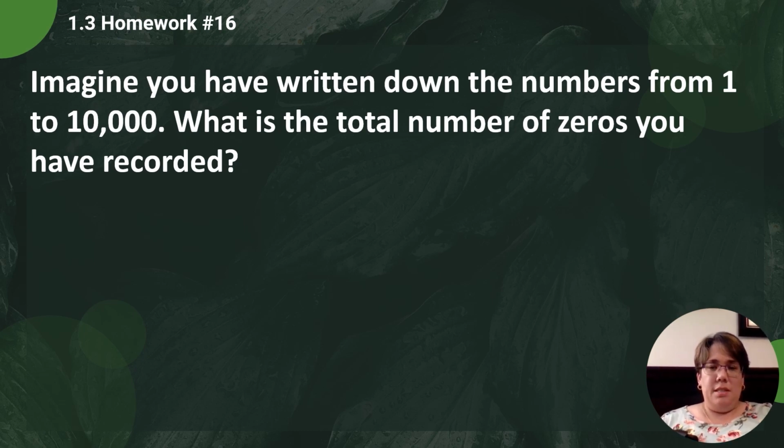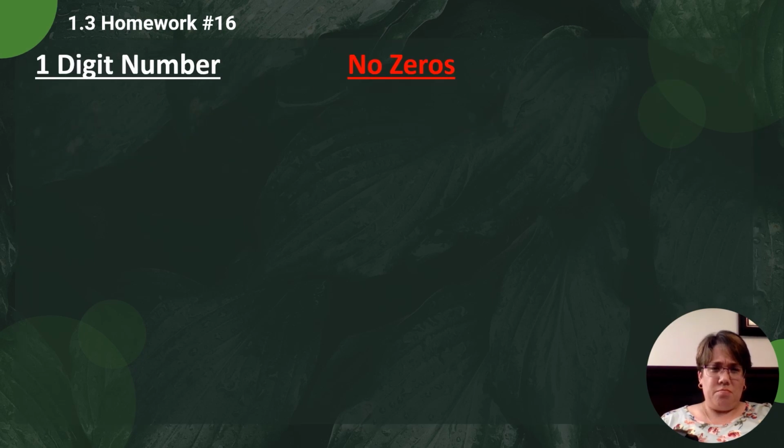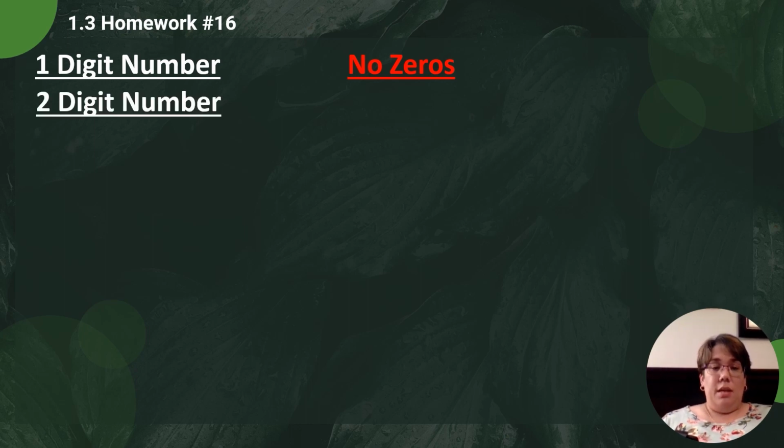So let's take a look at this. The way we're going to do this is to divide it up into the different digits. I first want to look at the numbers that have just one digit in them. Those are the numbers 1 through 9. If you look at numbers 1 through 9, there are no zeros in them. So no zeros in that set of numbers. Now let's look at the two-digit numbers. That would be the numbers 10 through 99.